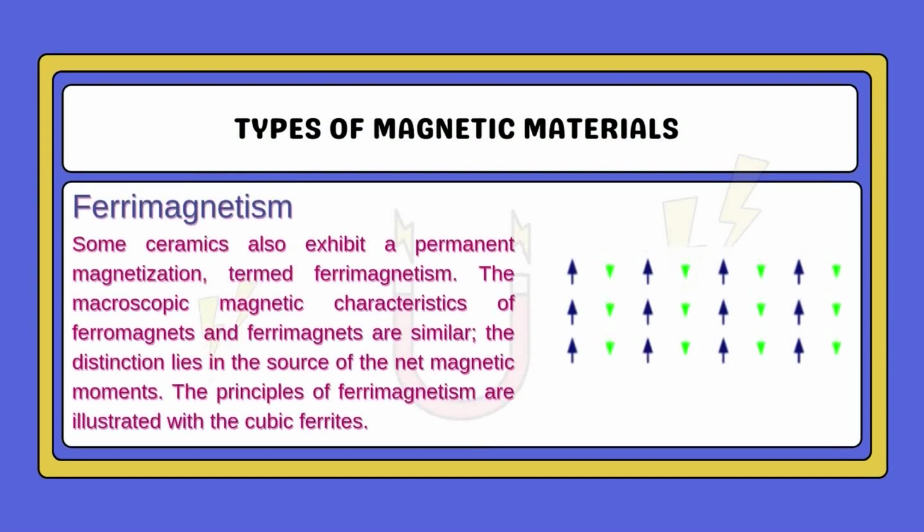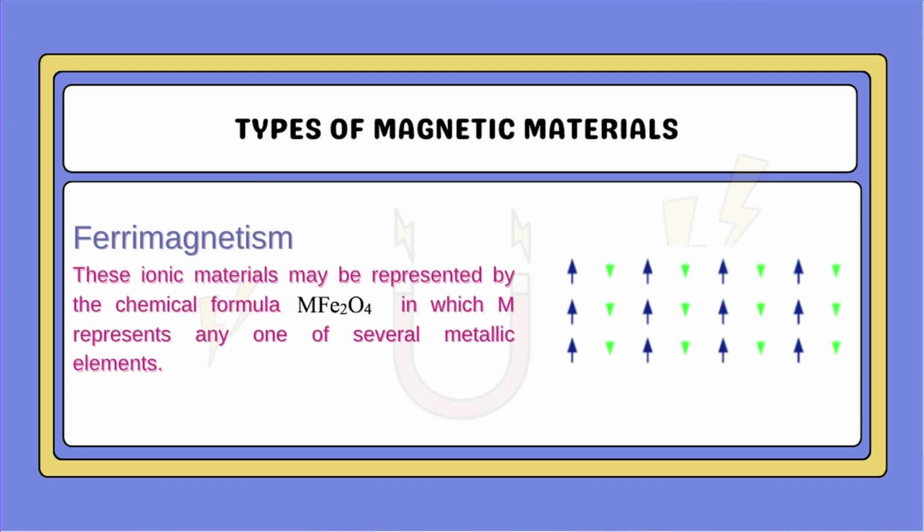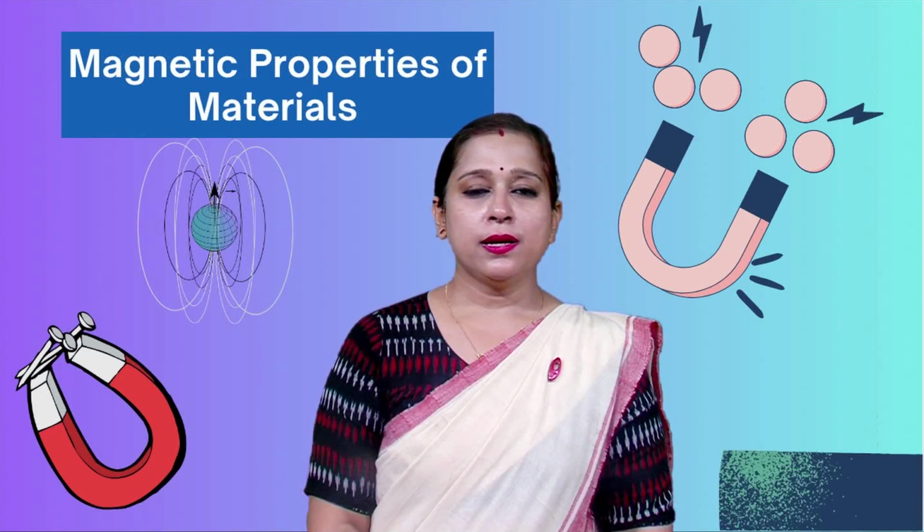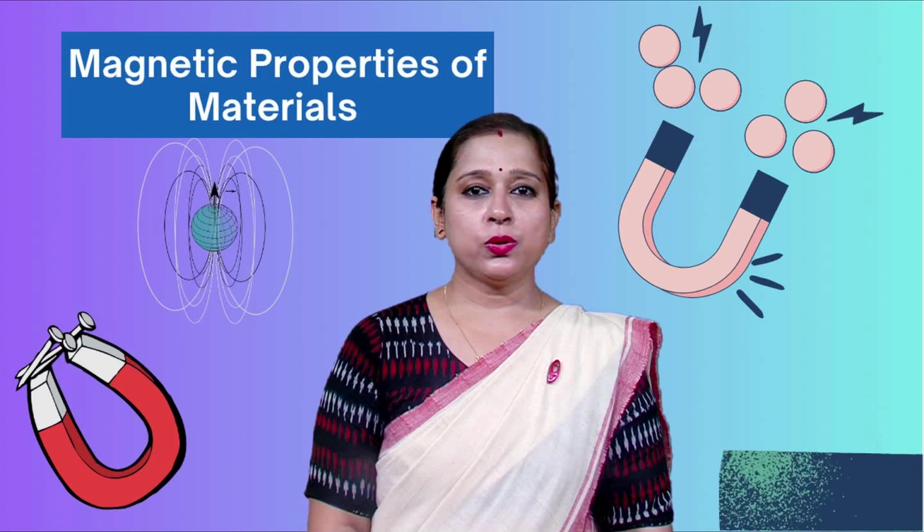Some ceramics also exhibit a permanent magnetization termed as ferrimagnetism. The macroscopic magnetic characteristics of ferromagnets and ferrimagnets are similar. The distinction lies in the source of the net magnetic moments. The principles of ferrimagnetism are illustrated with the cubic ferrites. These ionic materials may be represented by this chemical formula, in which M represents any one of the several metallic elements. The prototype ferrite is Fe3O4, the mineral magnetite, sometimes called lodestone.